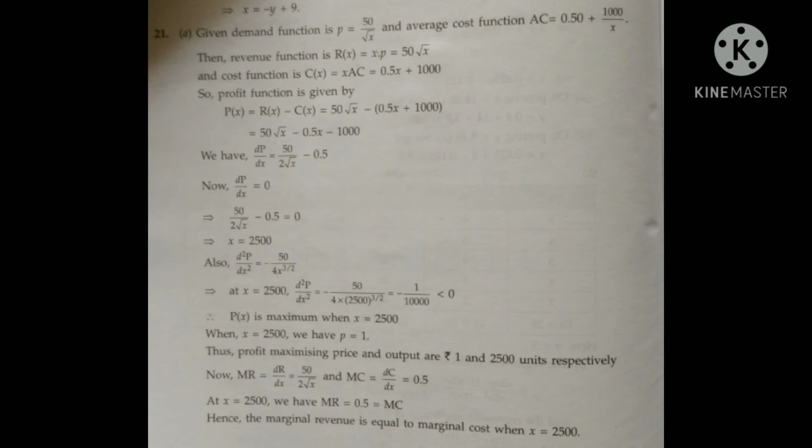We calculate the marginal revenue function, which is dR by dx, and the marginal cost function, which is dC by dx. So the marginal revenue function and marginal cost function when x is equal to 2500, marginal revenue is equal to marginal cost. Okay, so it is proved.